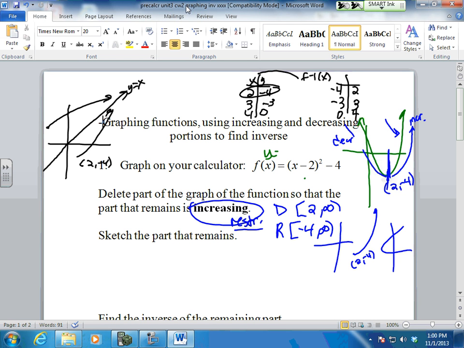Okay? What we did was take your table and interchange the x and the y, like Aquila said, swap them around. Come up with your new points, graph it.